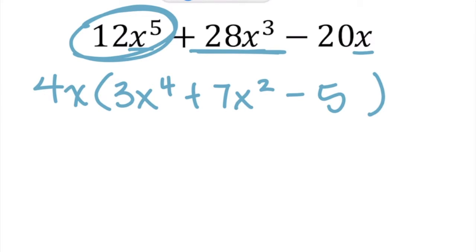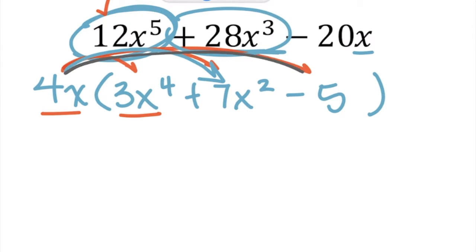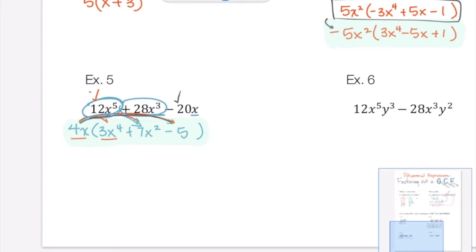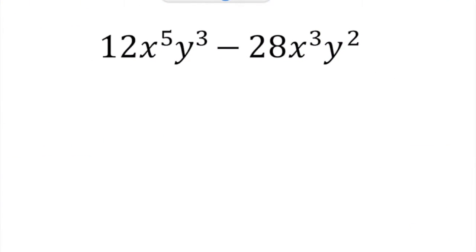And we're finished. Again, remember you can always check yourself by remultiplying. So if we were to distribute this back, if we did 4x times 3x to the fourth, we would get 12x to the fifth. And if we did 4x times 7x squared, we would get 28x to the third. And if we multiply 4x times negative 5, we do in fact get negative 20x. So that's a good way to check your factoring, is by going at the end and remultiplying everything back together. All right, and then finally, a little bit messier, but don't let the multiple variables mess you up.